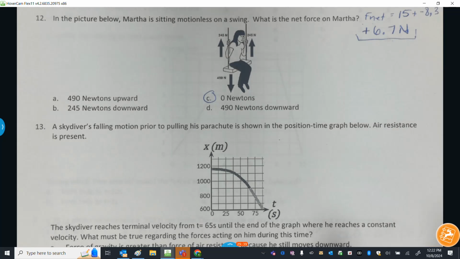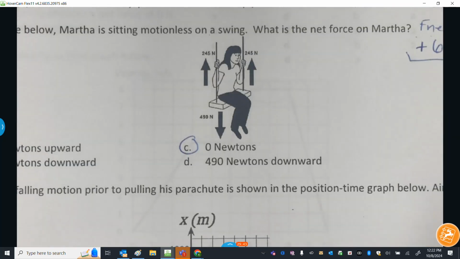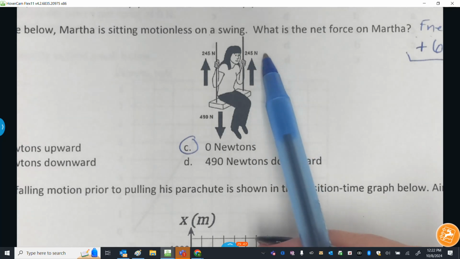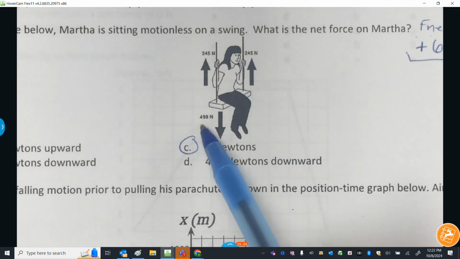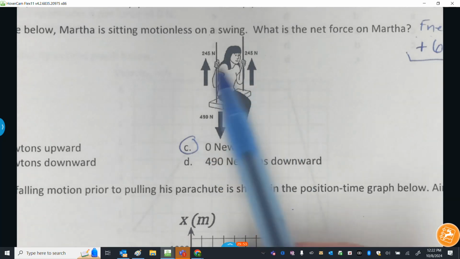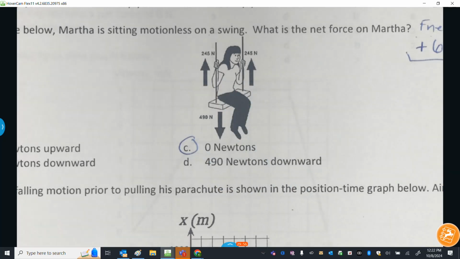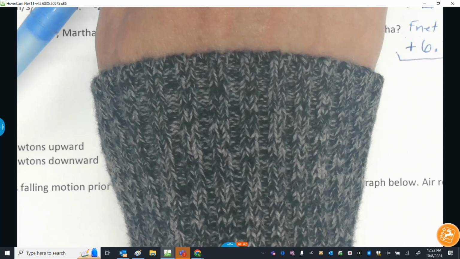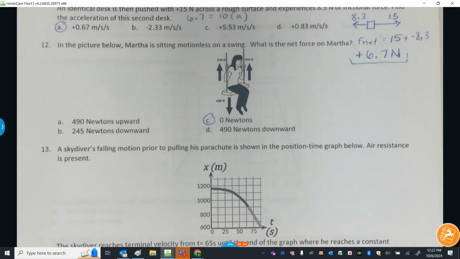However, let me see if I can zoom in. This is 245, 245. Add those together, you get 490 newtons up, and that's 490 newtons down. Again, if you do have two forces that are both in the same direction, you add them together. So that's 490 up and 490 down, which is still 0 newtons. Let me zoom back out. All right. Questions about number 12?